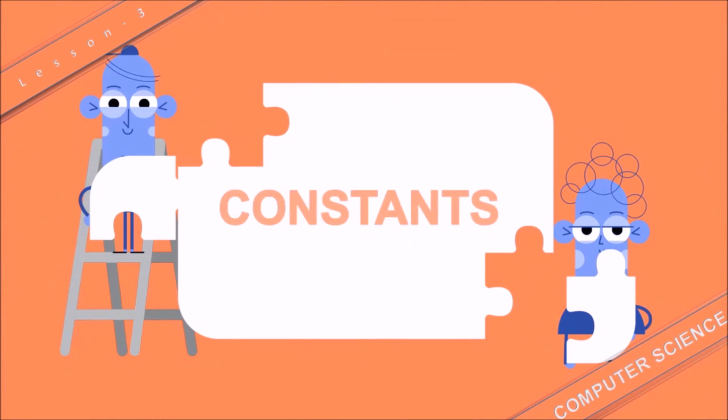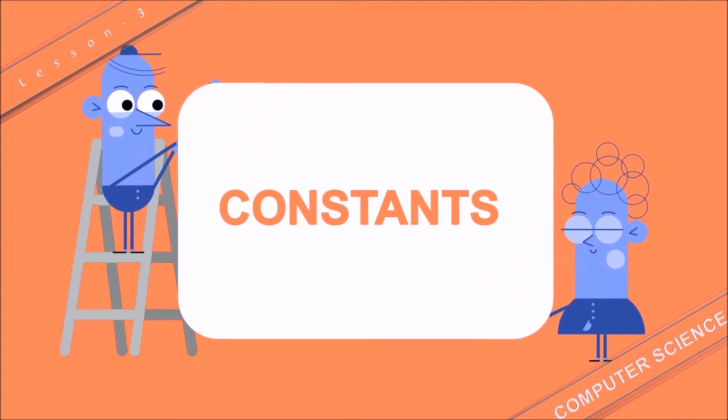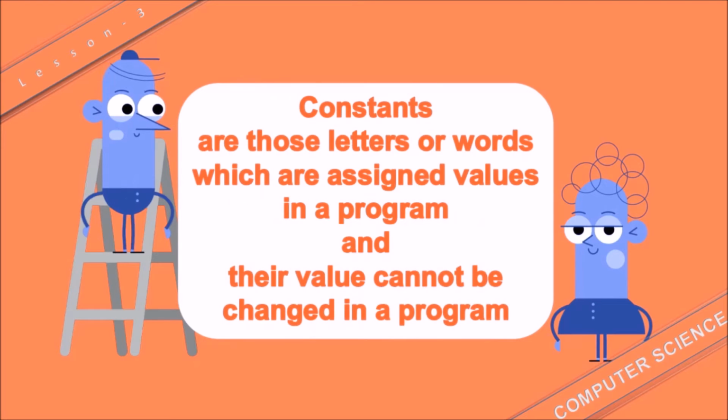Just like variables, there are constants. The only difference is that their value cannot be changed in a program. That means once a value is assigned to the constants, the same value will be used throughout the program. We cannot change it later.